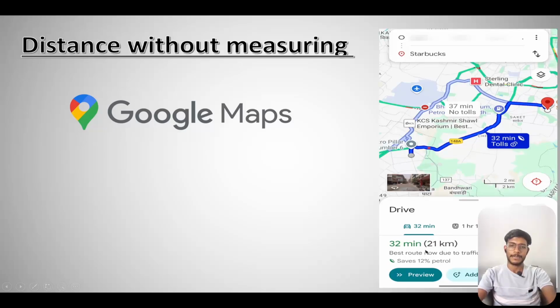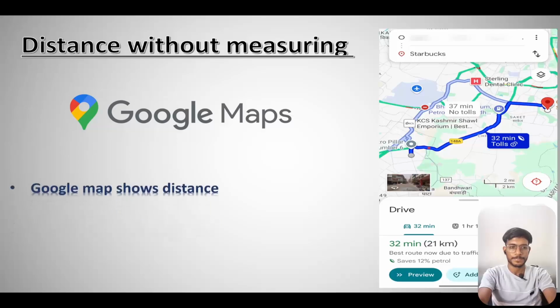Here it is given that 21 kilometers is the distance between the location and the final destination, that is the Starbucks. Okay, so how is this Google Map working? What algorithm or formula is working behind it? What is the mathematical calculation? We'll get to know about it.